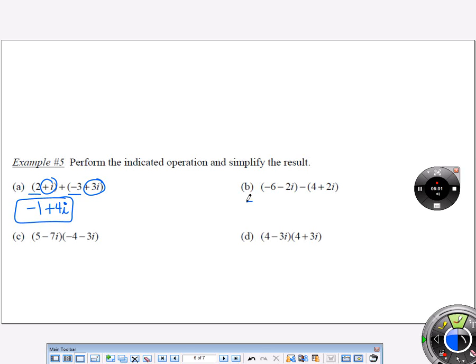Subtraction is going to be the same idea, just like we would with different quantities that had variables in them. We would distribute the negative to see the true signs of these values after the minus sign. So we distribute the negative to the 4 and the 2i. So we'd have -4 and -2i. And then we would combine the real parts. So here we'd get -10. And the imaginary parts, so we would get -4i.